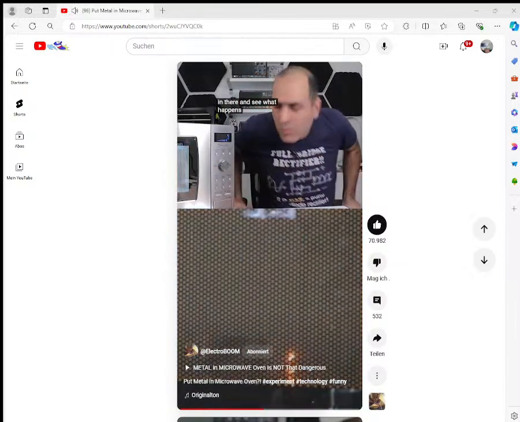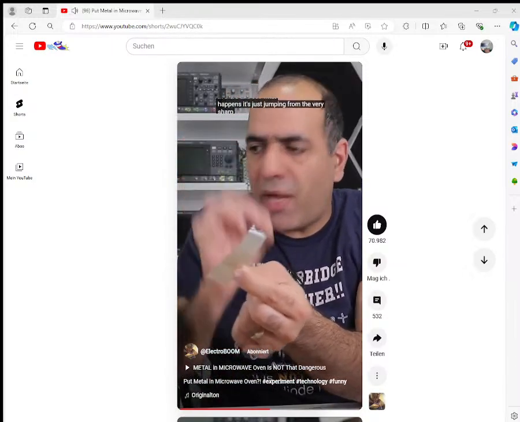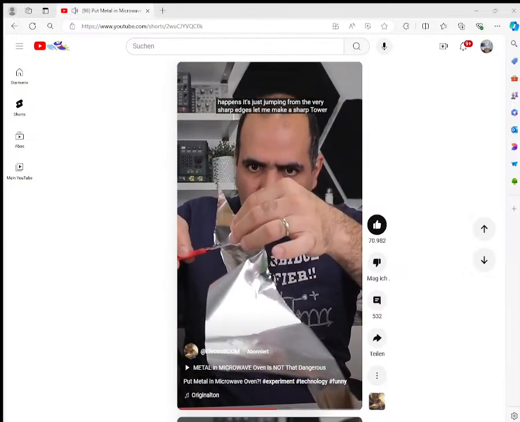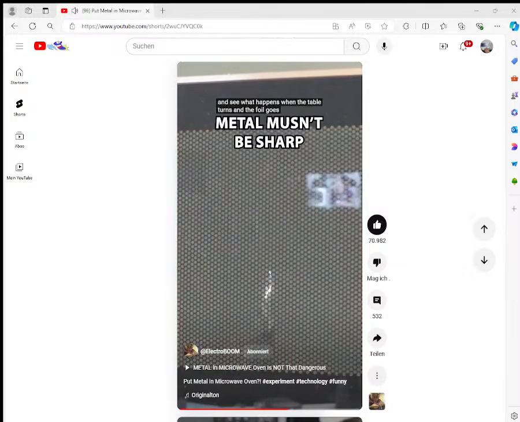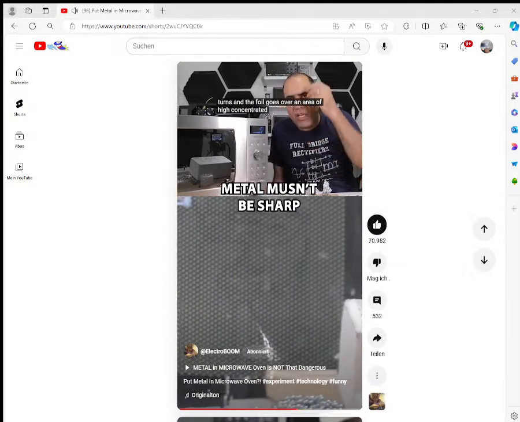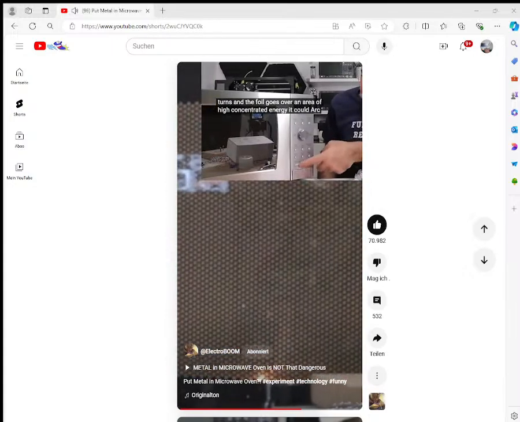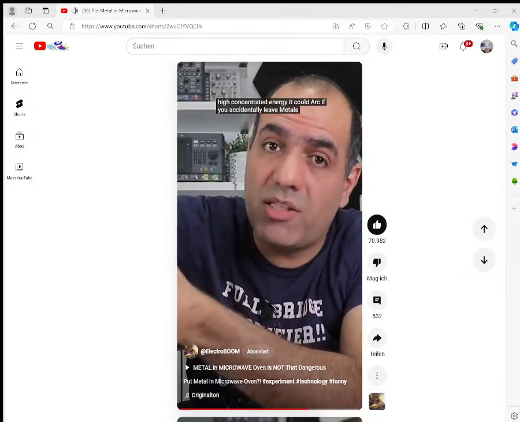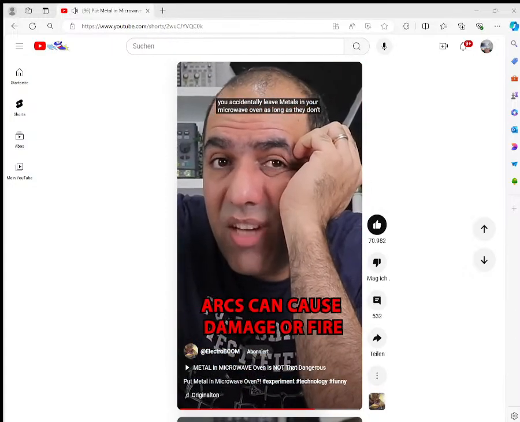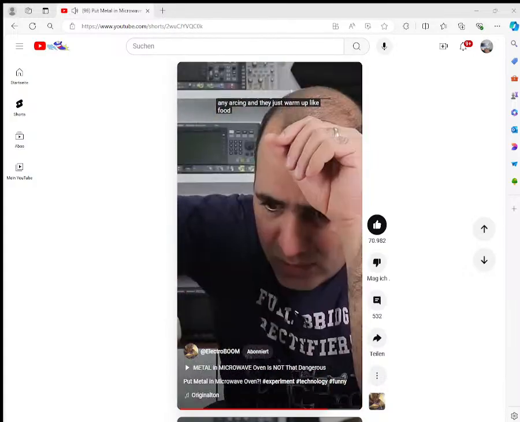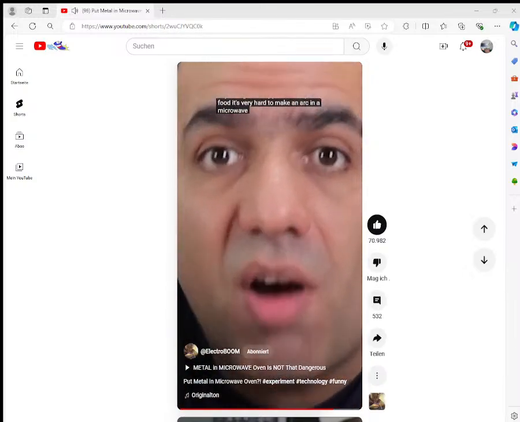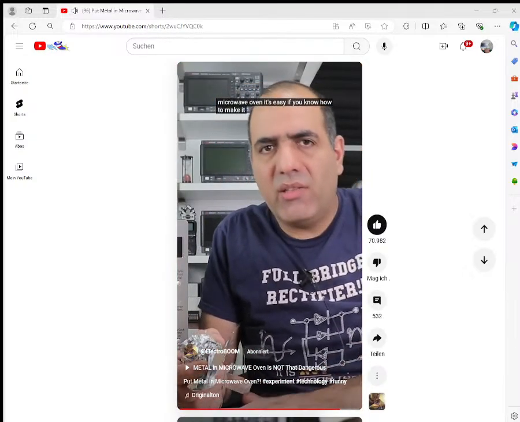It's just jumping from the very sharp edges. Let me make a sharp tower and see what happens. When the table turns and the foil goes over an area of high concentrated energy, it could arc. If you accidentally leave metals in your microwave oven, as long as they don't have very sharp edges, there shouldn't be any arcing and they just warm up like food. It's very hard to make an arc in a microwave oven. It's easy if you know how to make it.